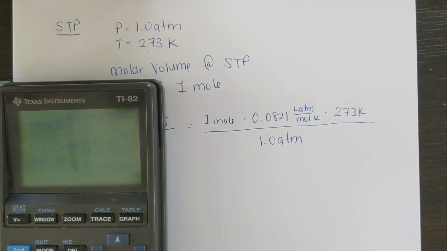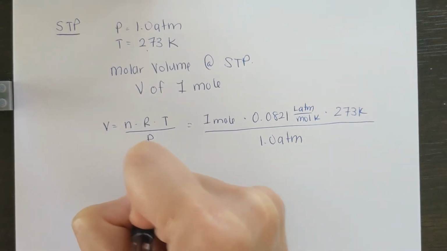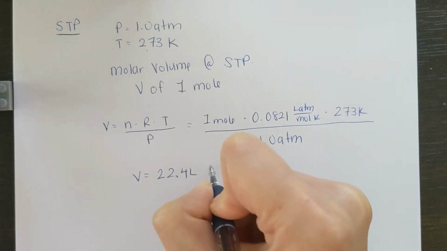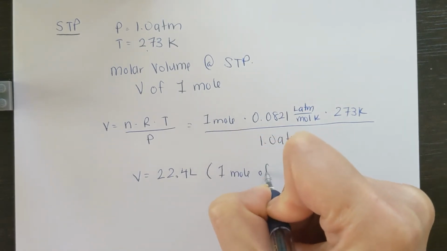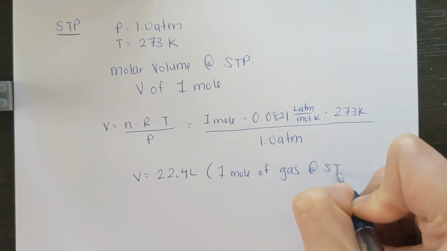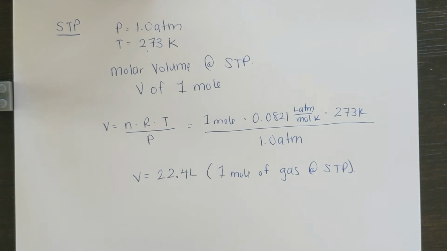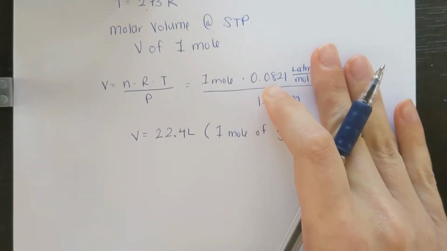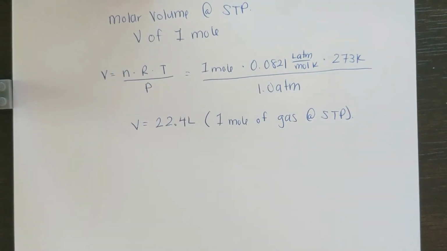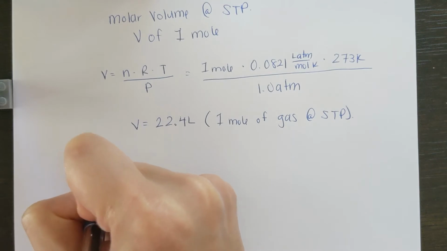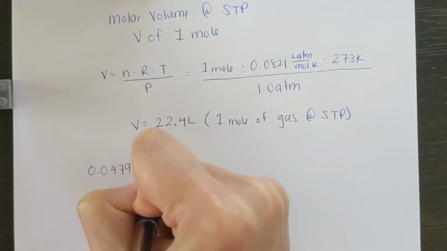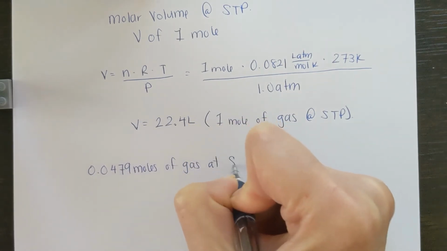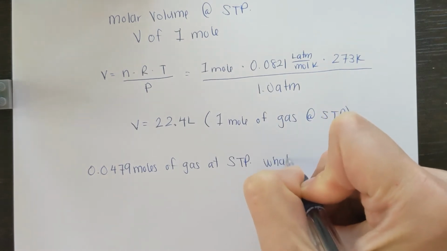So we have 1 times 0.0821 times 273, and of course then divide by 1. We get 22.4. So our volume is 22.4 liters, and this is 1 mole of gas at STP. What's nice about having things at STP is we can use this as a relationship. If we know the volume of 1 mole of gas, we can solve this for any number of things. Say you're doing a problem and it comes out that you have 0.0479 moles of gas at STP, and we want to know the volume.